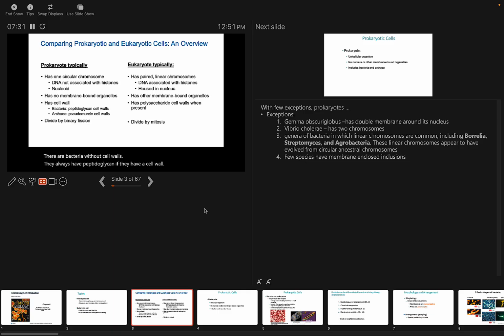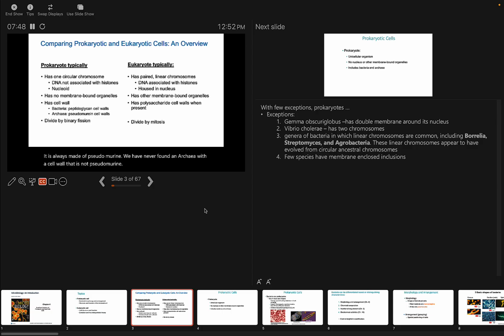The same thing with archaea. There are some archaea that do not have a cell wall. You don't have to have one. But if they do, it is always made of pseudomurein. We have never found an archaea with a cell wall that is not pseudomurein.